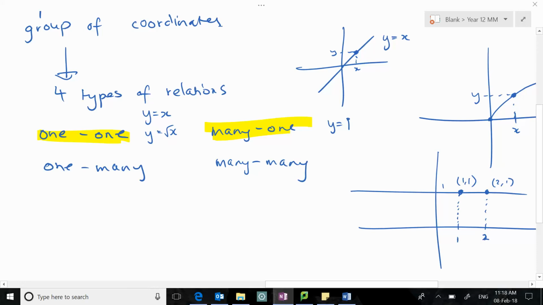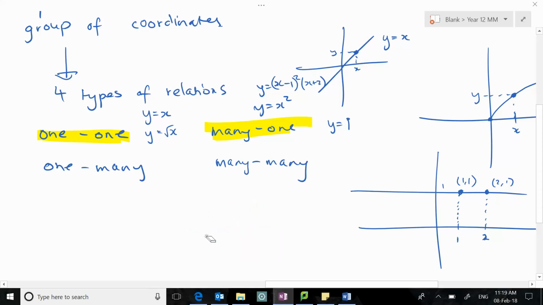Quadratic, yes. Y equals x squared. Or a cubic, depending on what kind of cubic. If you have x minus 1 squared and x plus 2, yes, you can have a graph like that. That's a cubic, that's a many-to-one. Or quadratic, that's a many-to-one.